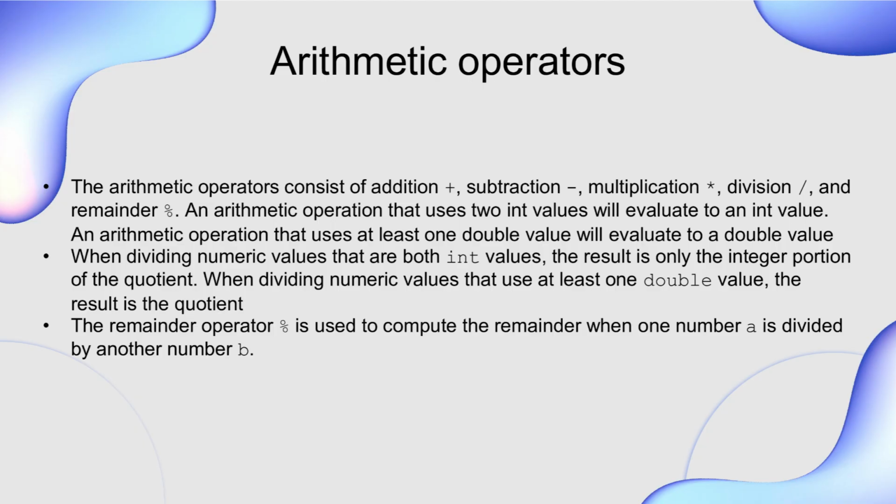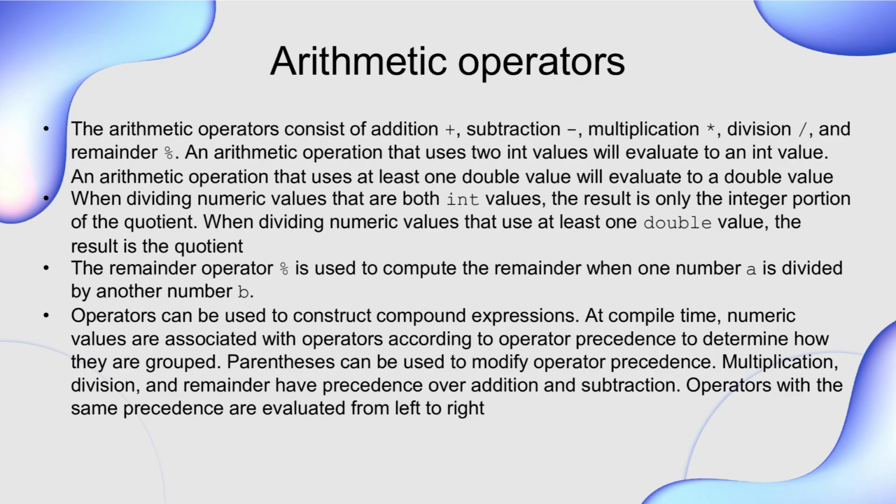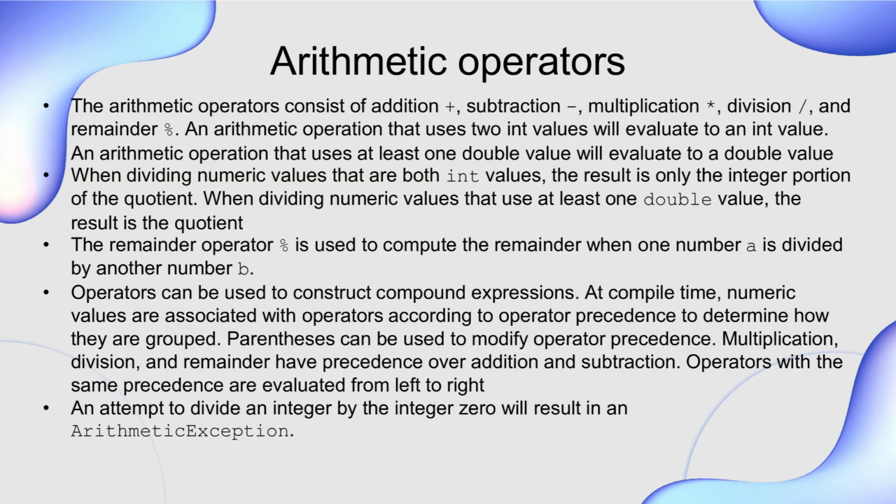The remainder operator, also known as modulus, is used to compute the remainder when one number is divided by another number. Operators can be used to construct compound expressions. At compile time, numeric values are associated with operators according to operator precedence to determine how they are grouped. Parentheses can be used to modify operator precedence. Multiplication, division, and remainder have precedence over addition and subtraction. Operators with the same precedence are evaluated from left to right. This is similar to the PEMDAS that you learn in math. An attempt to divide an integer by the integer 0 will result in an arithmetic exception.